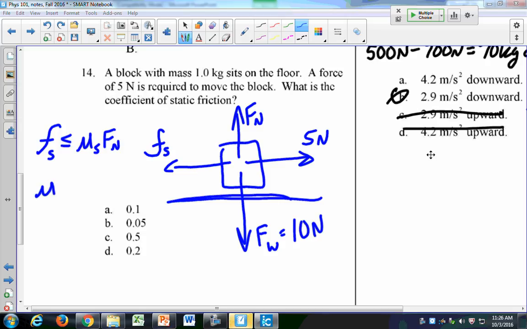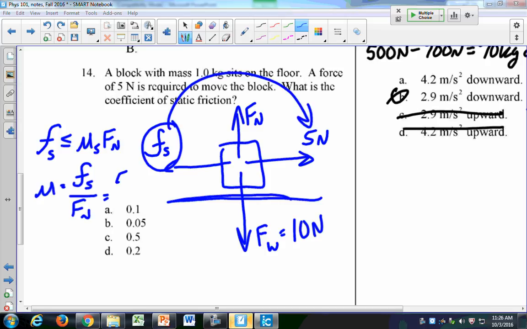So I'm solving for mu. It's equal to Fs over Fn. Fs is equal to 5. Fn is equal to 10. So that C is the right answer.